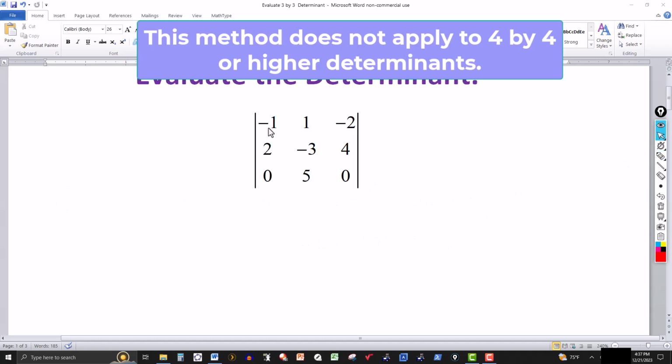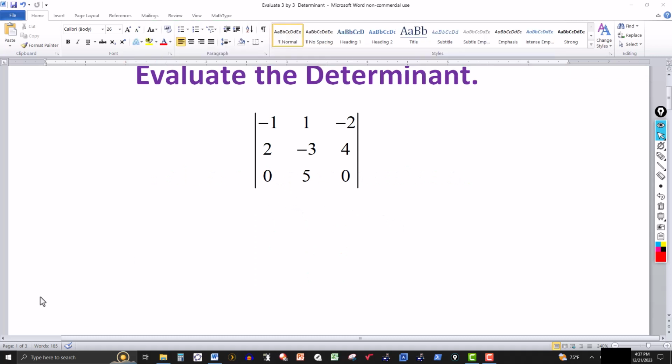So again, for this one here, we have 3 rows, 3 columns. So there's 6 ways to do it there. But I would just use the one we just finished. And then of course there's that shortcut, that's 7. And sometimes you can use properties.